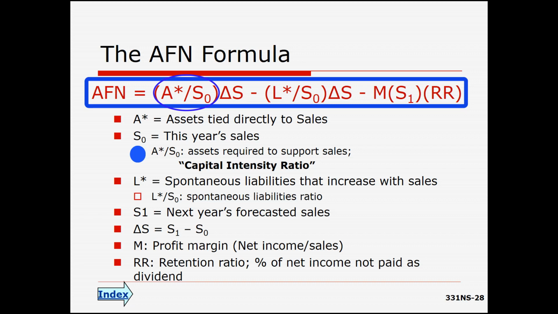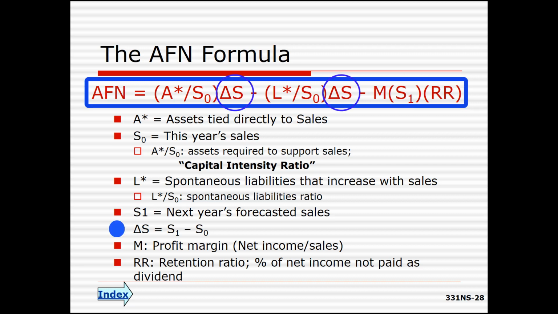The higher it is, the more assets needed to support sales, and thus the more funding needed to support an increase in sales. L asterisk are liabilities which spontaneously increase with sales, basically accounts payable and accruals. L asterisk divided by S sub 0 is the spontaneous liability ratio, internally generated funds. Be aware that notes payable is not a spontaneous liability. It's a financing liability.